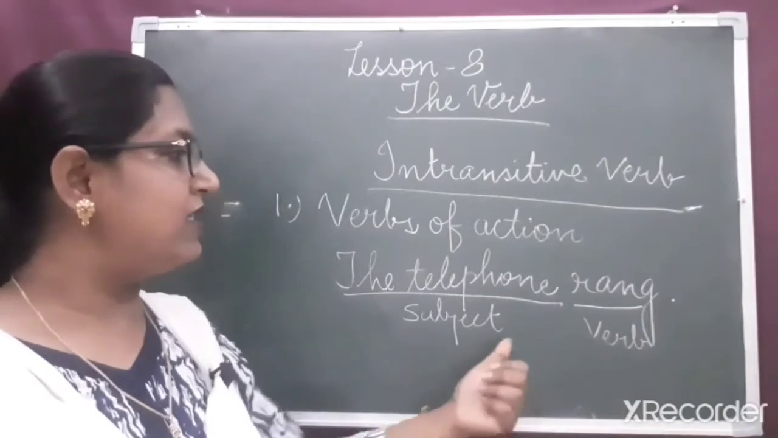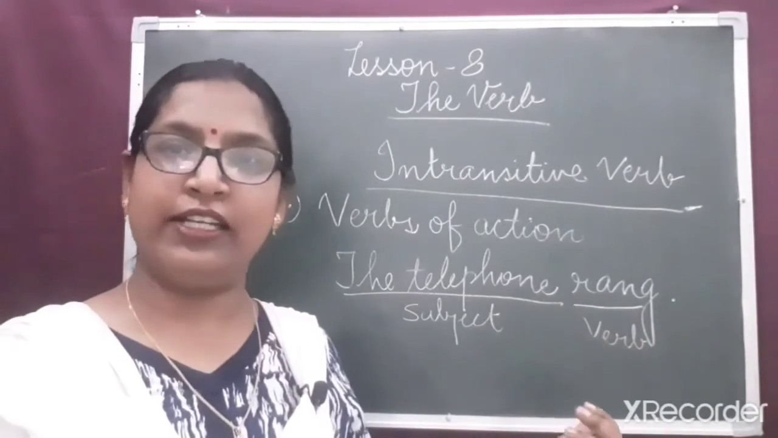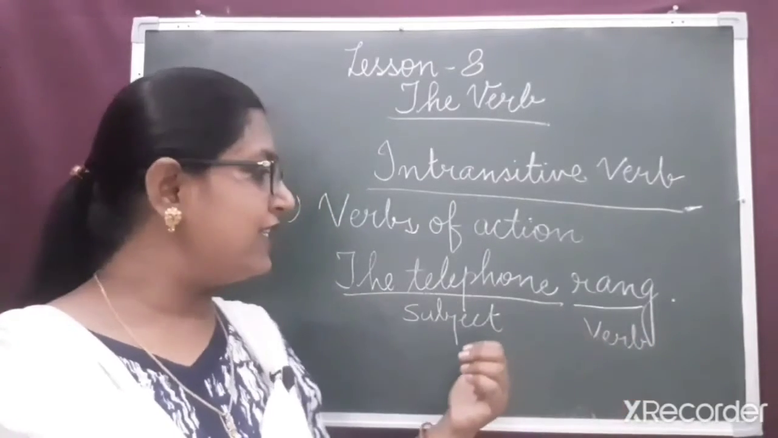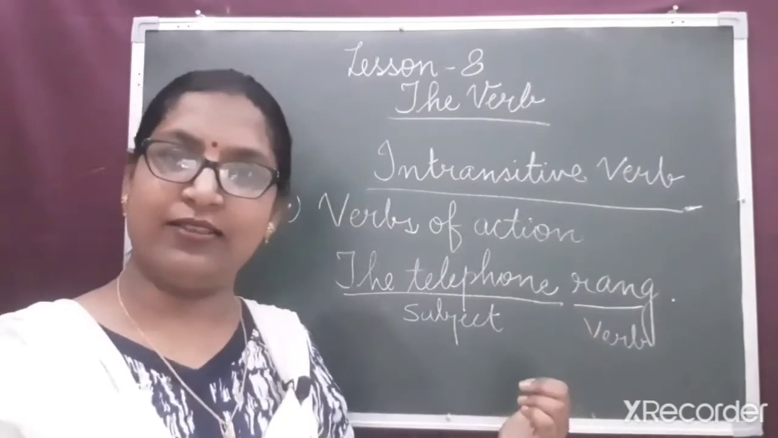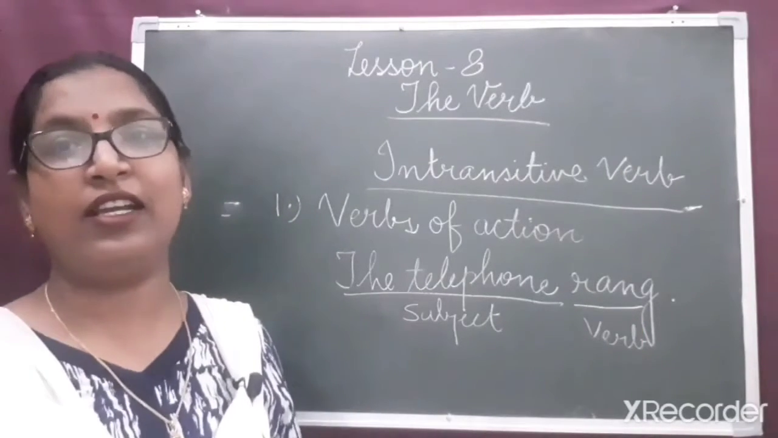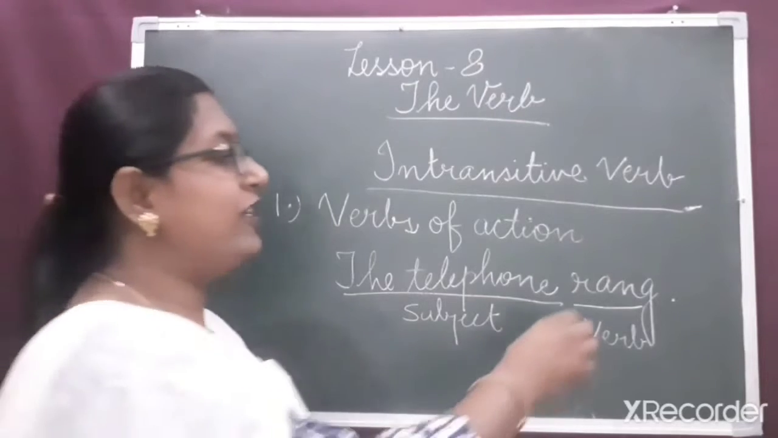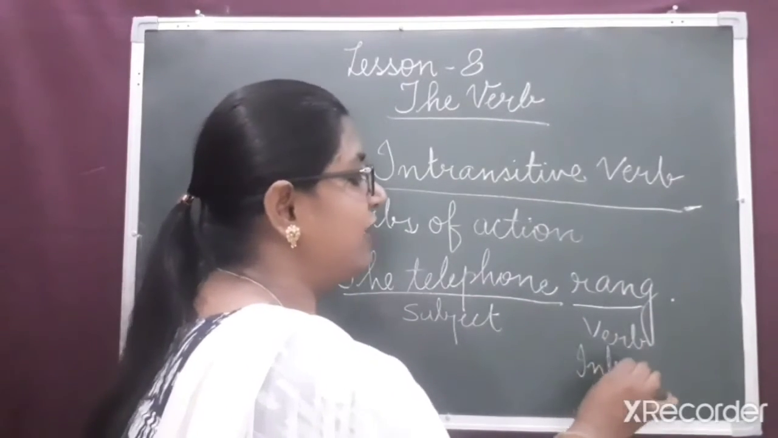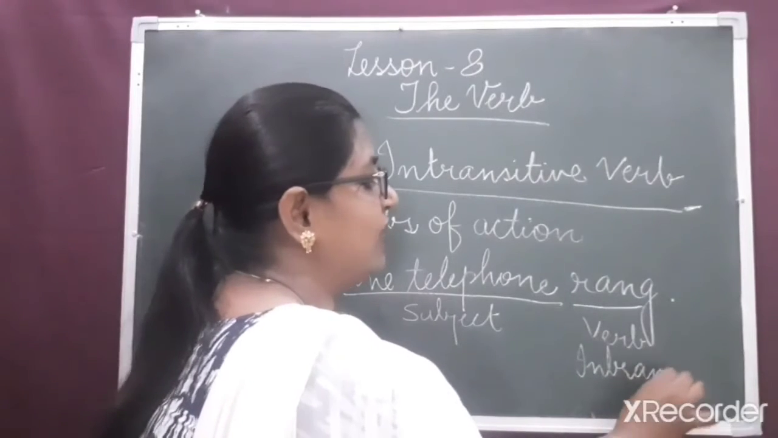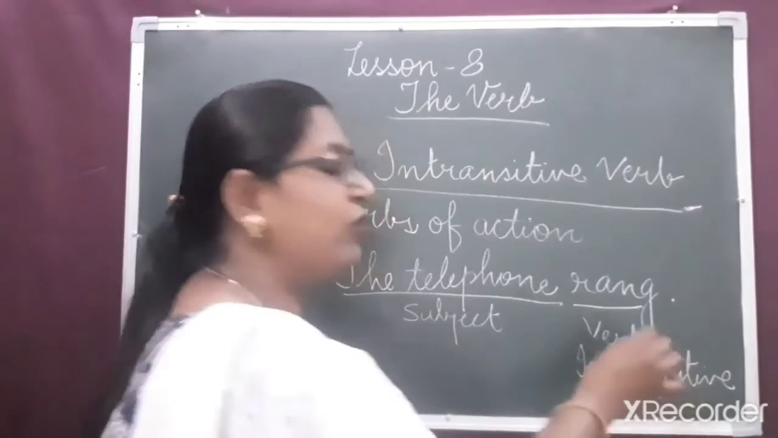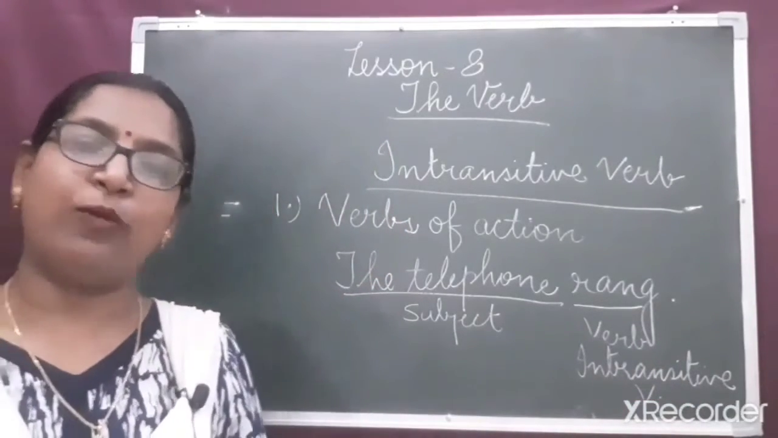And in this sentence, no other words are needed to complete the meaning of the verb. We can easily understand the telephone rang. So, as this verb is not having any object, we say the verb is intransitive verb. It is intransitive verb because it is not having an object.